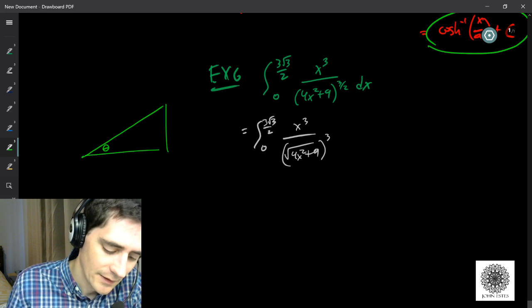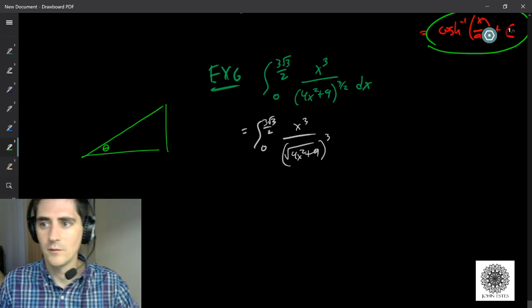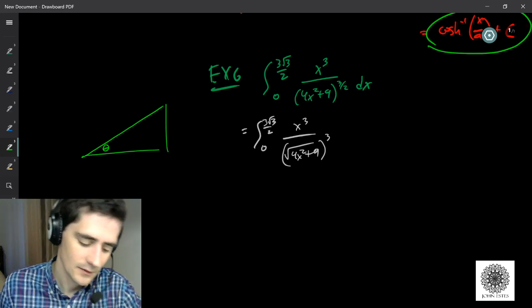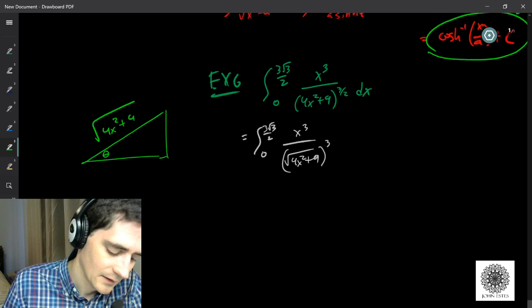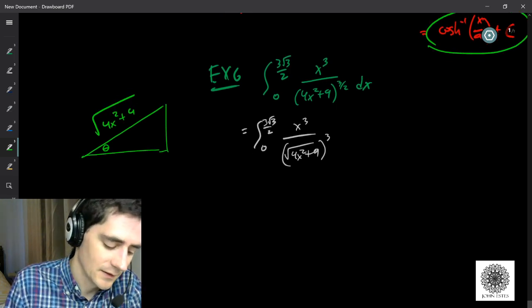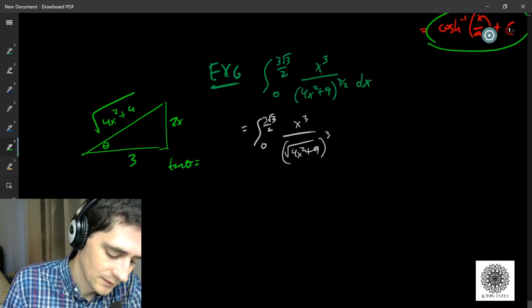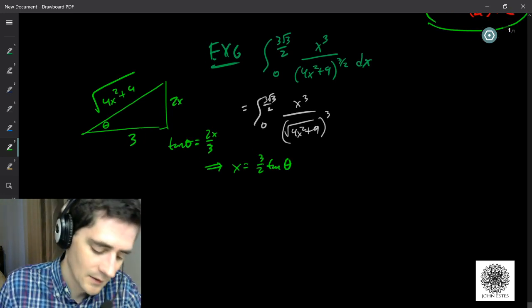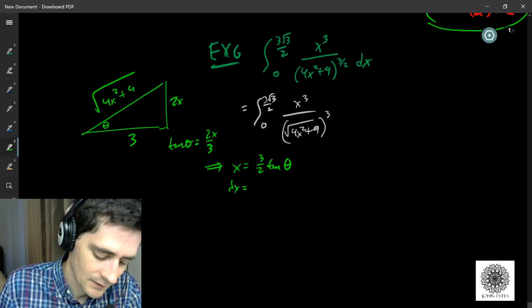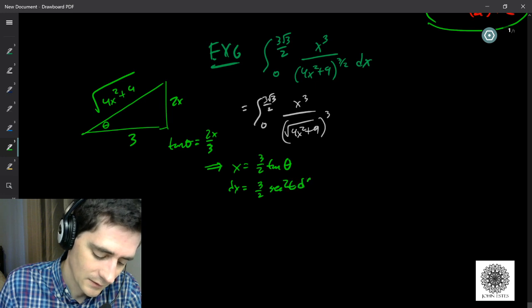Here we have theta, and the 4x squared here would give me one side of my triangle, and that's the hypotenuse, 4x squared plus 9, like that. And so then my opposite and adjacent sides are going to be 2x and 3. So then here I get tangent theta is 2x over 3, or x equals 3/2 tangent theta. All right, that's kind of the substitution we're working with. And dx is going to be 3/2 times the derivative of tangent theta, which is secant squared d theta.